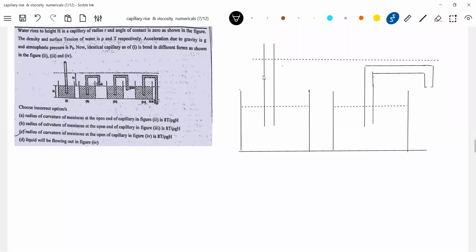This is the H, so the liquid here will rise to height H. Okay, one diagram is sufficient. I think with this I'll manage. It will rise to height H. What is H? Angle of contact.